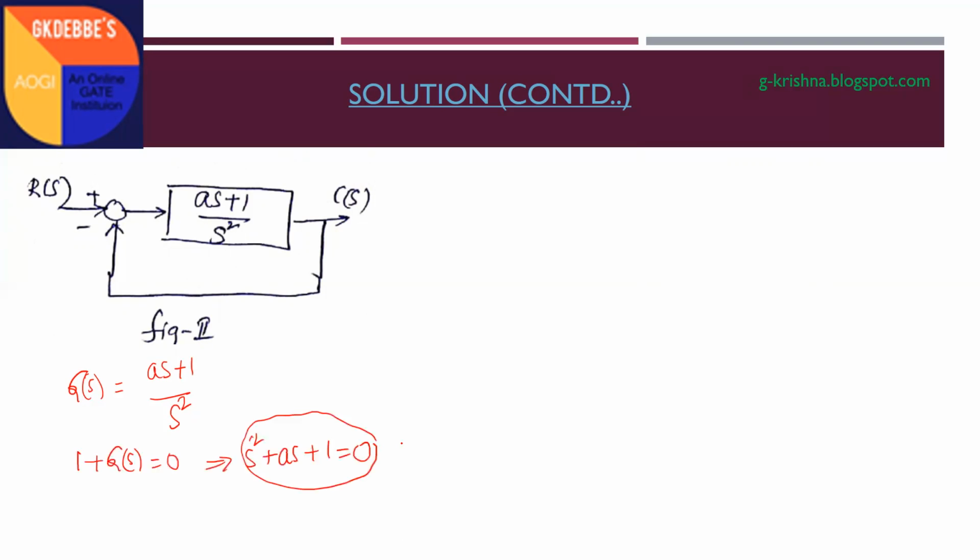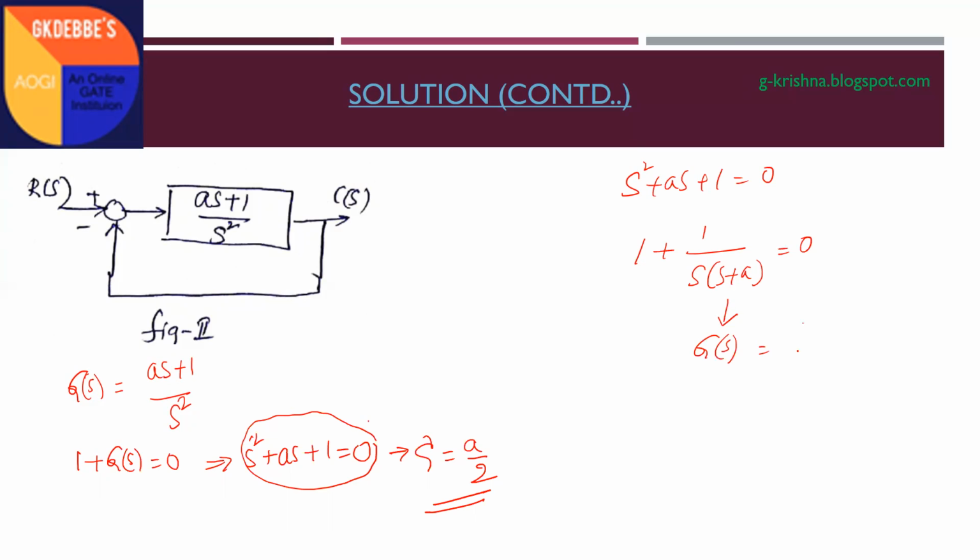Hence, the damping ratio also will be the same. Once you get the characteristic equation of the second system, you can keep the same open loop transfer function you got in figure 1. This characteristic equation we can write as 1 plus 1 by s into s plus a. Here the new open loop transfer function will be 1 by s into s plus a, which is same as your standard second order model, whose phase margin also will remain the same.